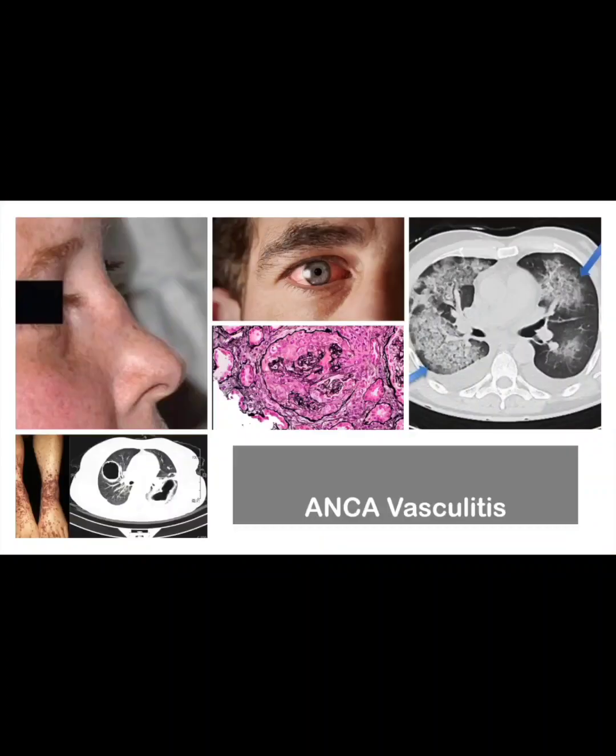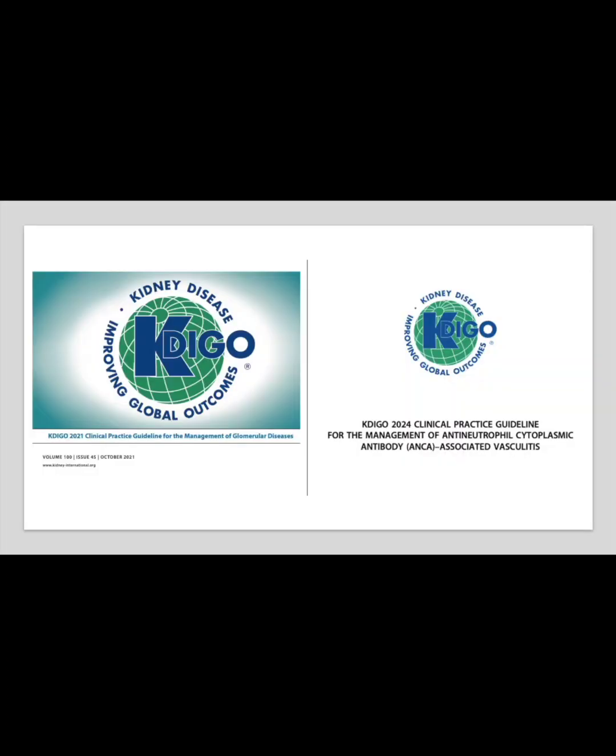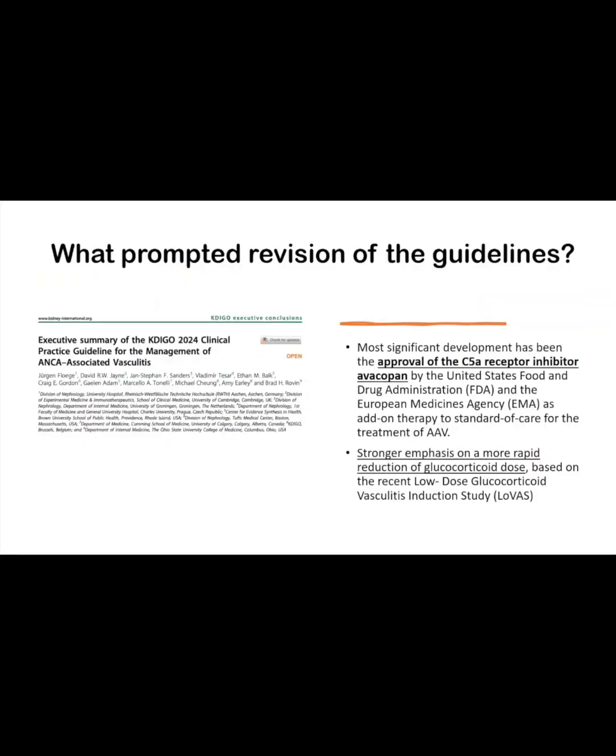Okay, let's begin. All right, so we've all seen patients with ANCA vasculitis, and I think it's essential as trainees and as young nephrologists that we have a firm grasp on how to manage and treat ANCA vasculitis, as these are very sick patients. Management guidelines for ANCA vasculitis was covered in the 2021 Clinical Practice Guidelines for the Management of Glomerular Diseases, but a revision was released in early 2024, and the talk today will be about what those changes are. So the first question we should always ask ourselves is what prompted the revision of the guidelines?